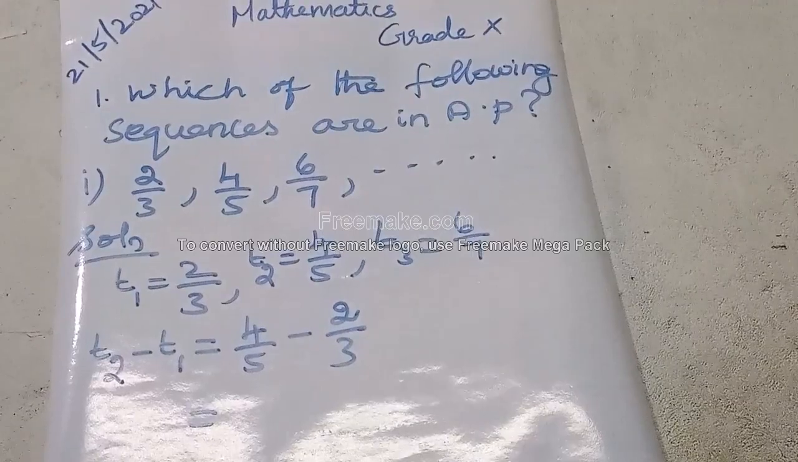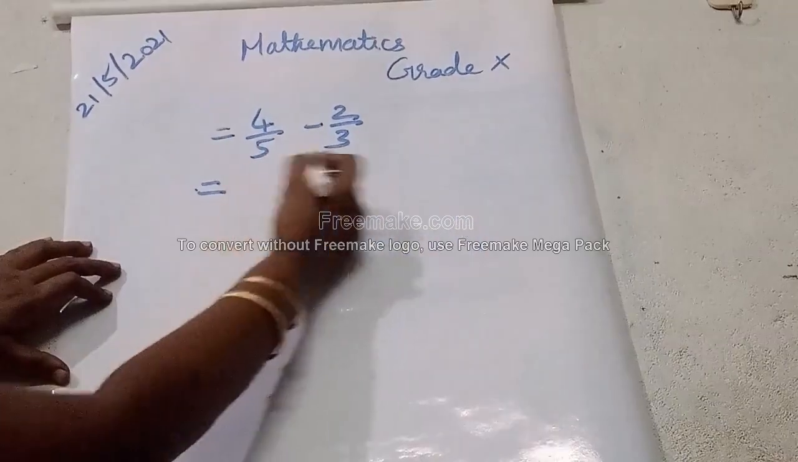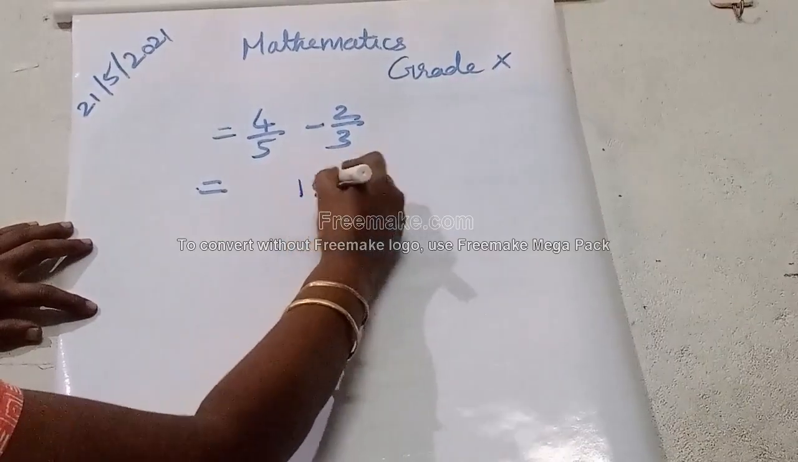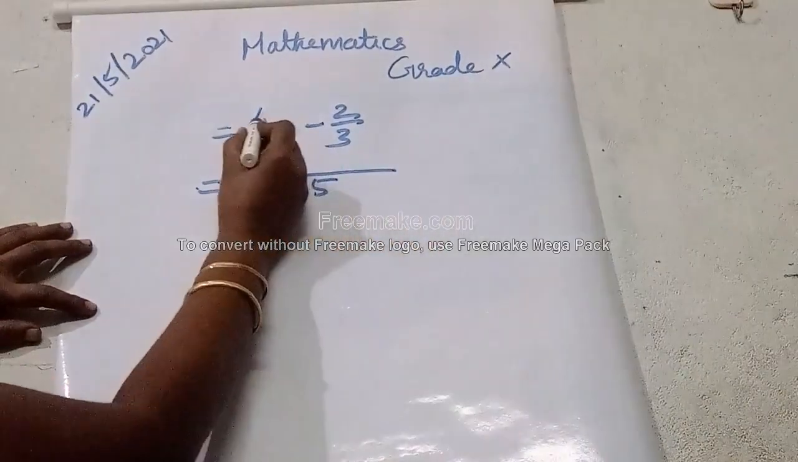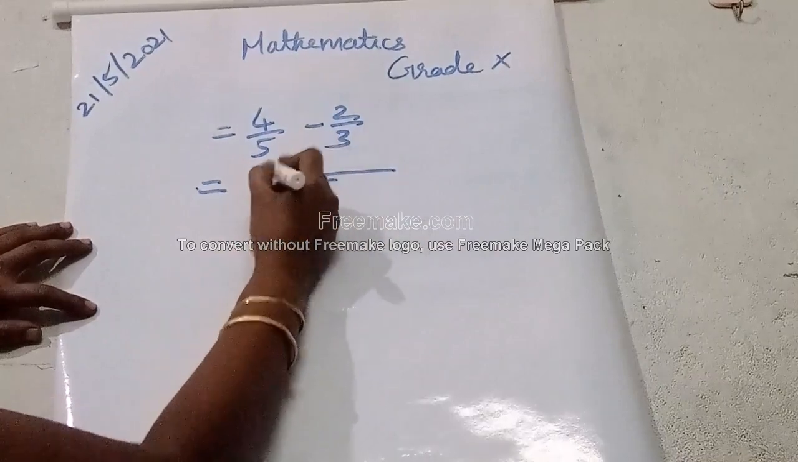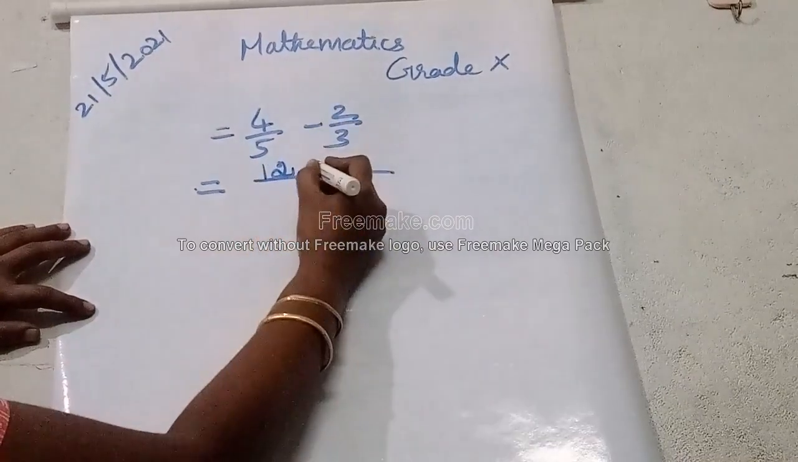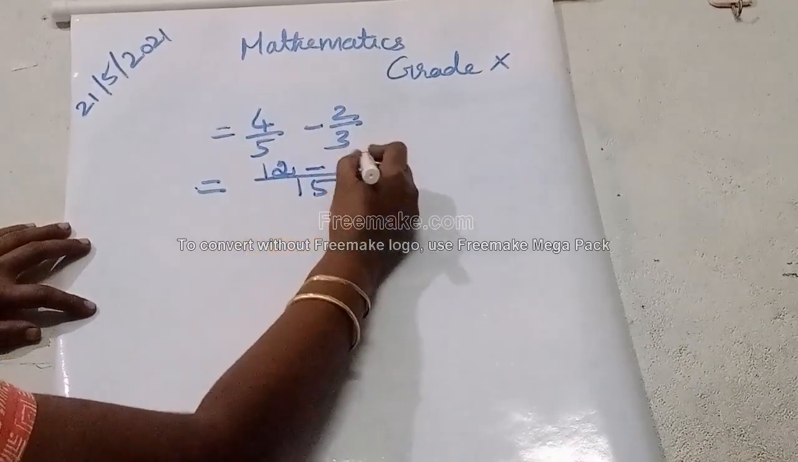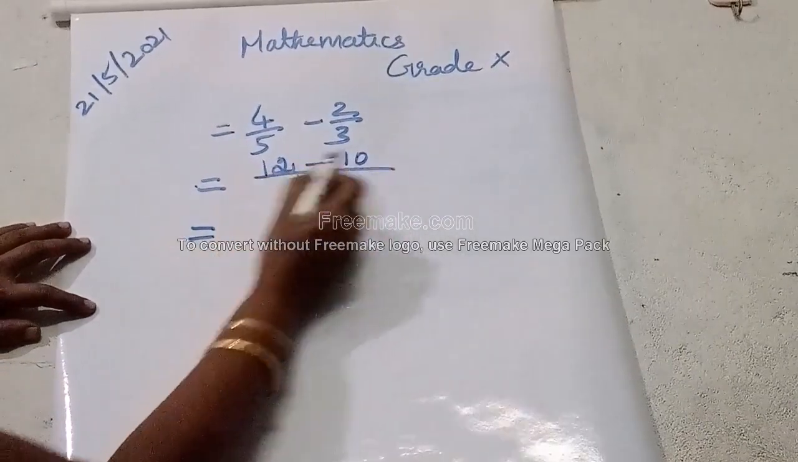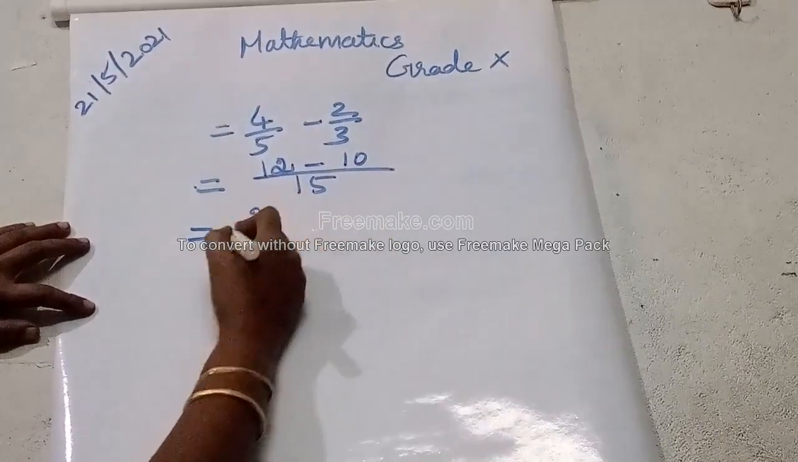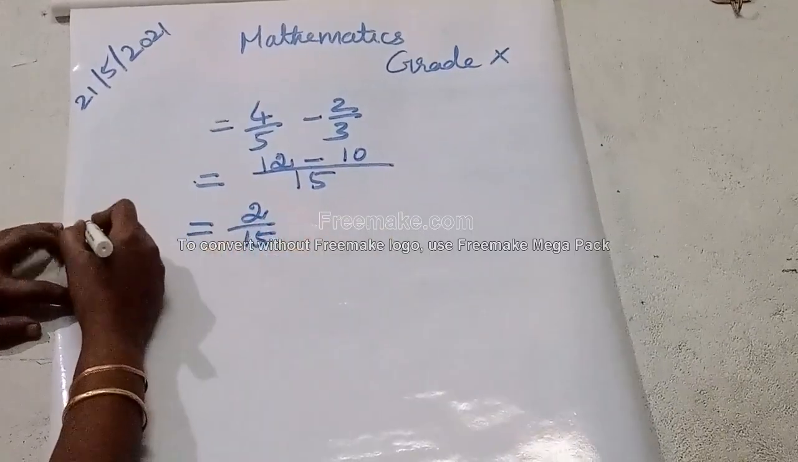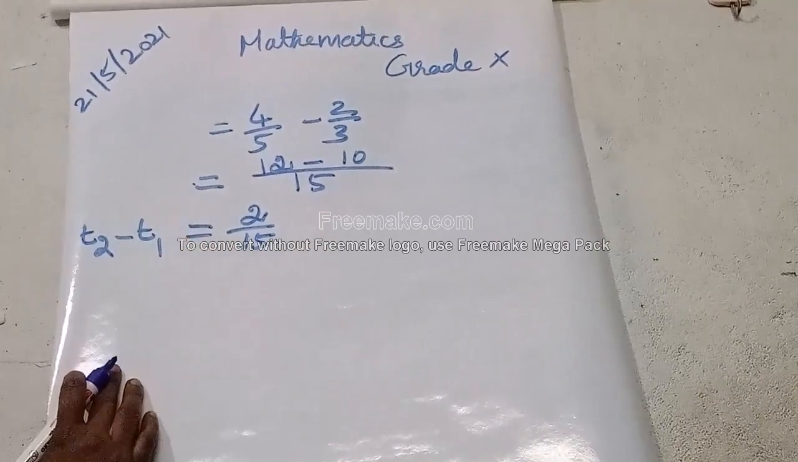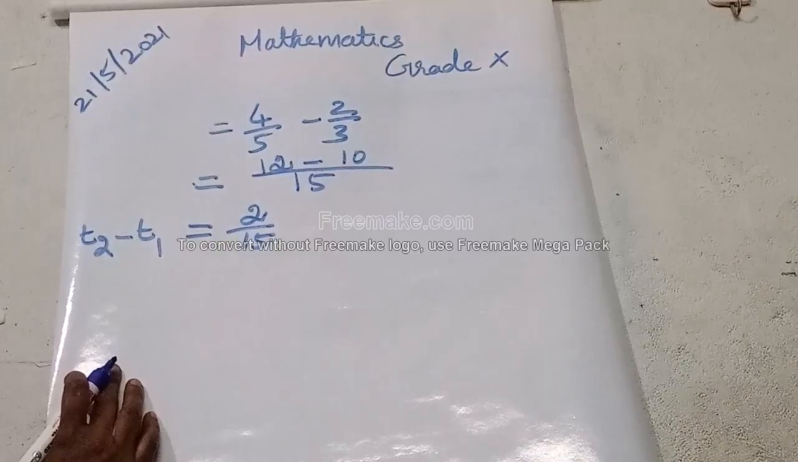So we have to take the LCM. What is the LCM of 5 and 3? 5 into 3 is 15. The numerator: 4 into 3 is 12, minus 5 into 2, that is 10. What is 12 minus 10? We have 2. So 2/15. T2 minus T1 equals 2/15.